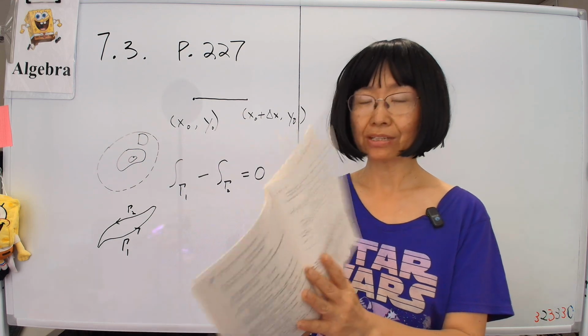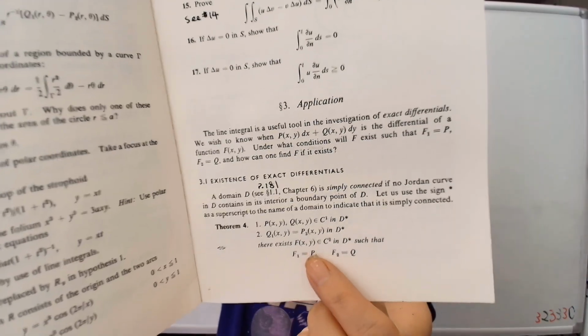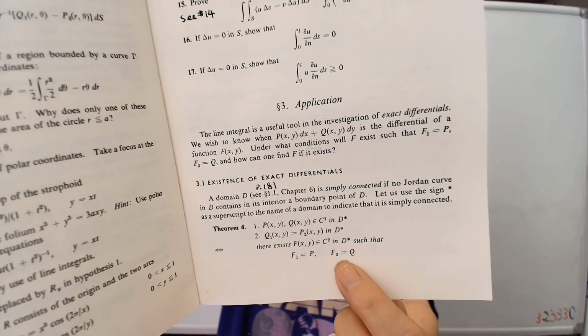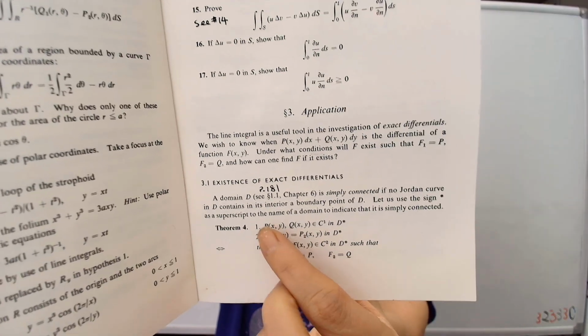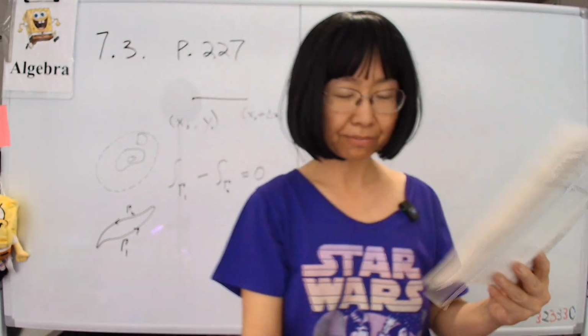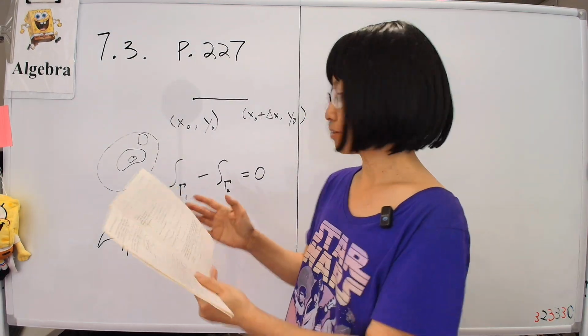Now, the second half is we need to prove backwards. That is, if there exists f such that f1 is p and f2 is q, then q1 equals p2 and so on. And we're going to prove it by actually doing the calculations.